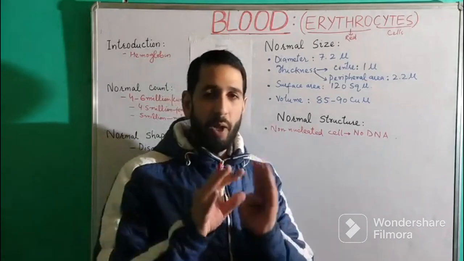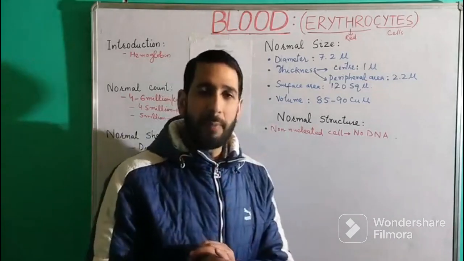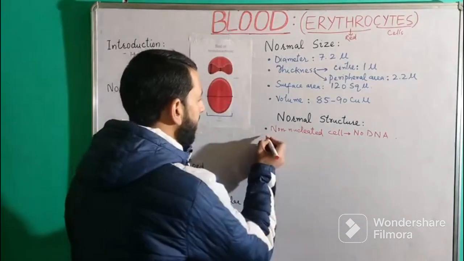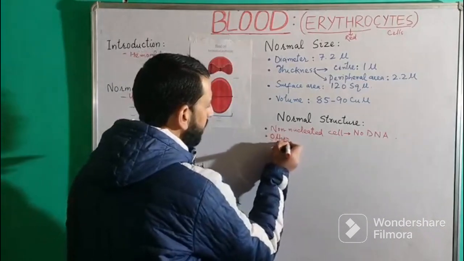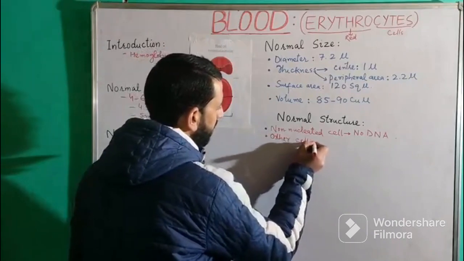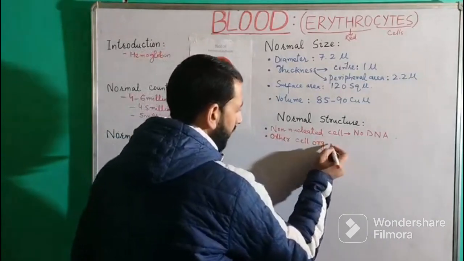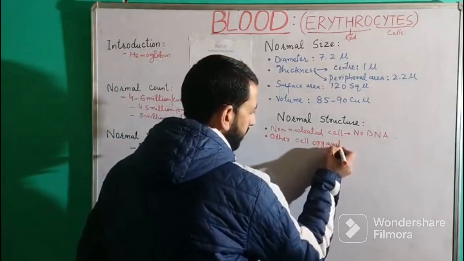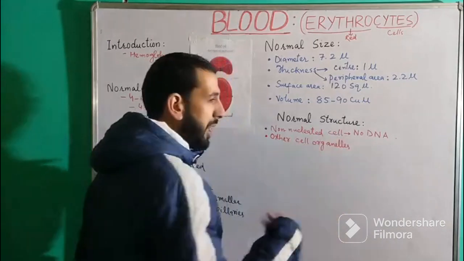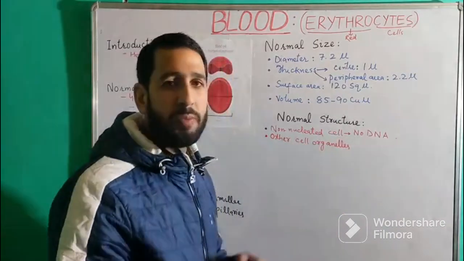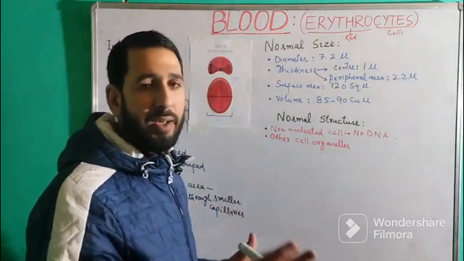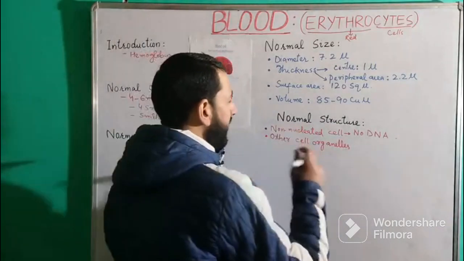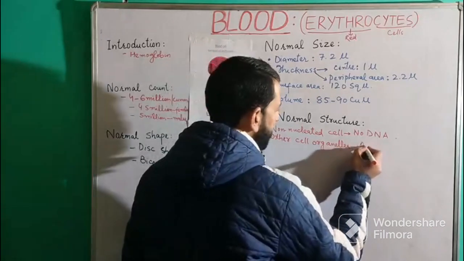And not only is the nucleus absent in the RBCs, other cell organelles like mitochondria, ribosomes, the Golgi apparatus, all the other important cell organelles, are also absent.